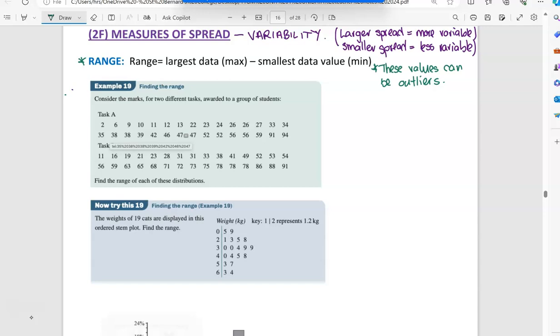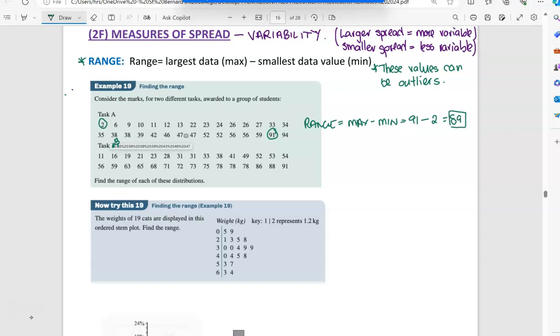This was task B. It says consider the marks for two different groups of students, and we want to find the range of each distribution. Remember, the range is the max minus the minimum. So you just have to look through, and what is the largest for this one? It looks like 91, minus the smallest, which looked like 2. Would you agree? So this one has a range of 89.